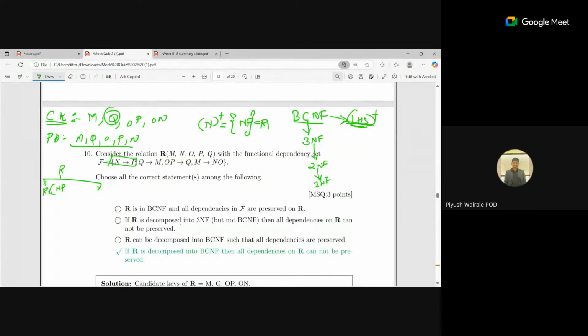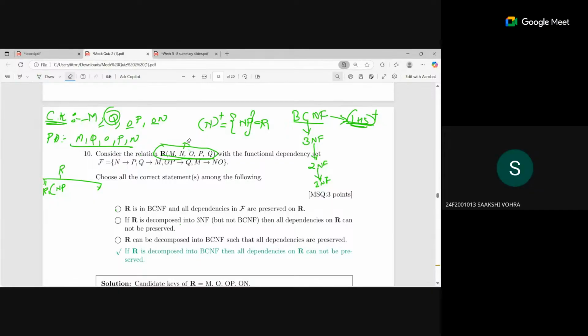Sir, why is N not a candidate key? Because if you take the closure of N, we are not getting all the attributes here. So N is not a candidate key here. If you take the closure of M, Q, then OP and ON, we are going to get all the attributes in the relation R here.